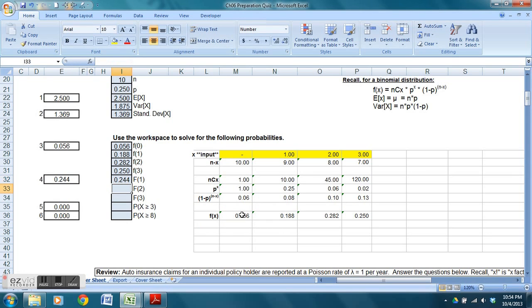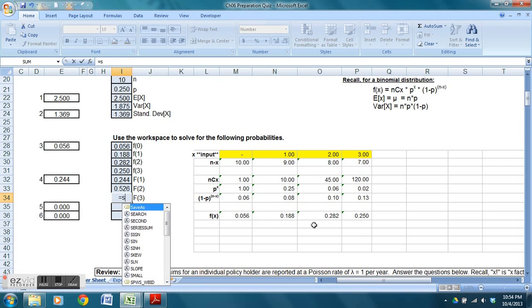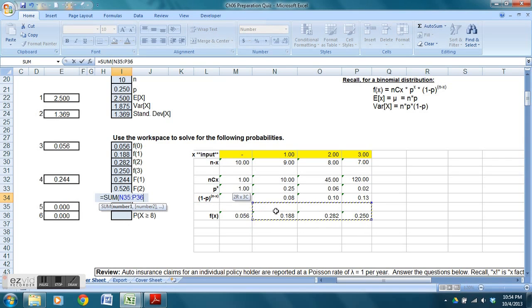And f of 2 is the same thing. Probability that you're going to get 2 or less right. Go ahead and sum the probabilities that you're going to get 2 or less. F of 3, same thing. Sum it. There we go. Looks beautiful. Probability that you're going to get 3 or more correct.